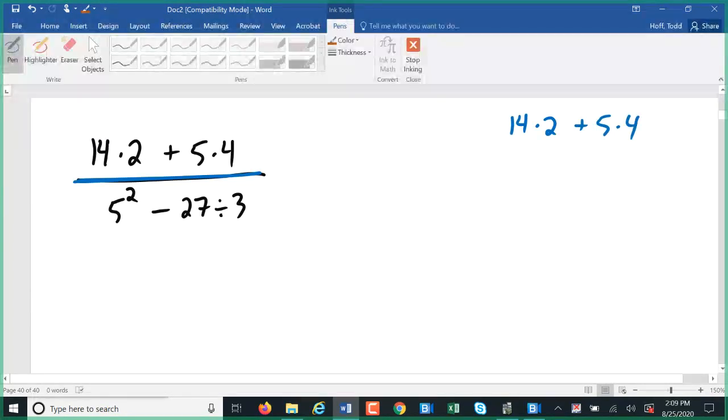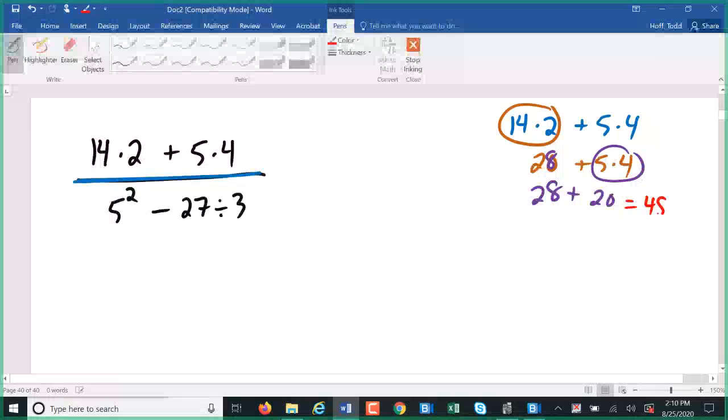So no more enclosing symbols, no more exponents. So I'm going to do multiplication and division left to right. 14 times 2 is 28. Then I have the 5 times 4, which is 20. 28 plus 20 is all that's left. That is 48. So the top of that reduces to 48.